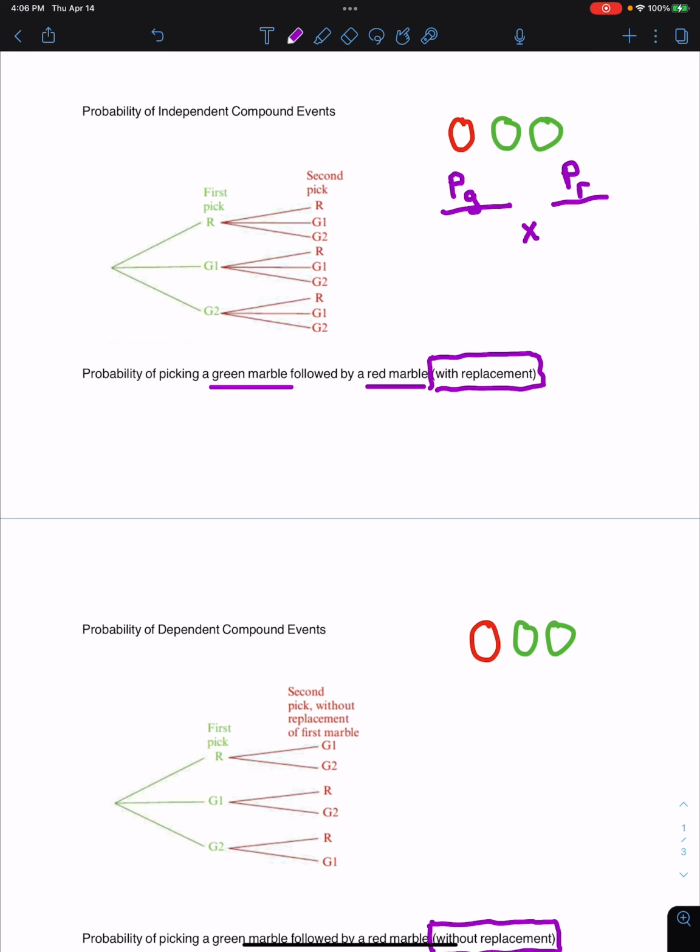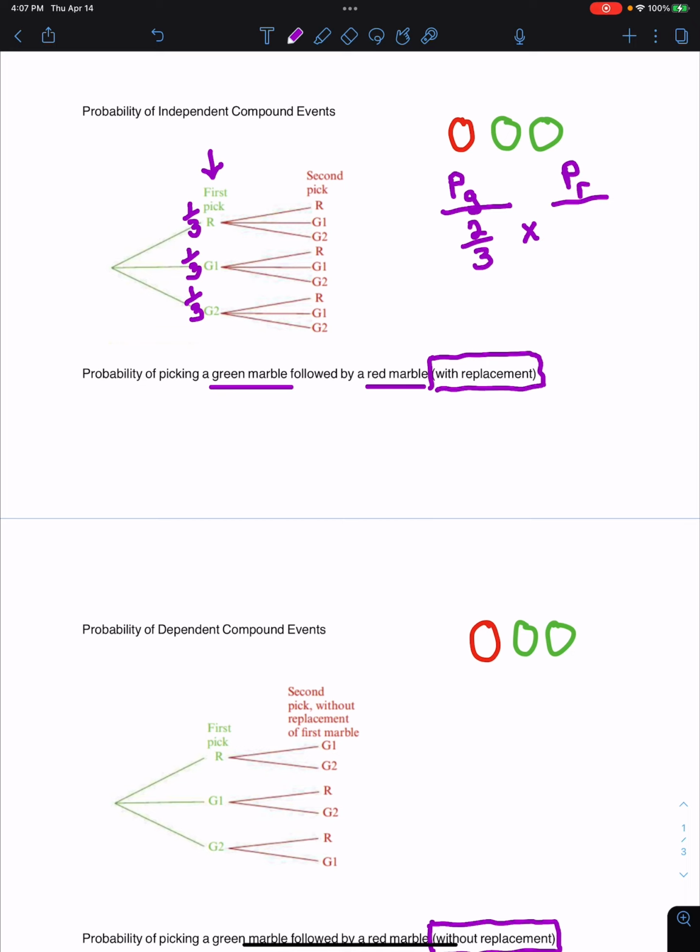Okay, so just like we did before, we have our first pick and we have a probability of 1/3 for picking red, 1/3 for the first green, and 1/3 for the second green. So we have a total probability of picking a green marble of 2 out of 3. So we have 2 possibilities of picking a green out of 3 total possibilities. So that is the probability first of picking a green marble.